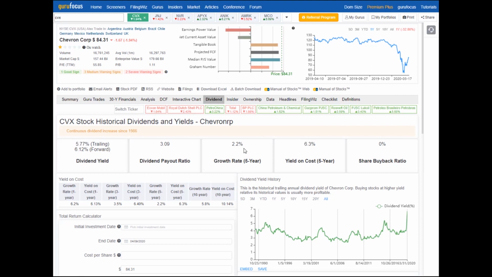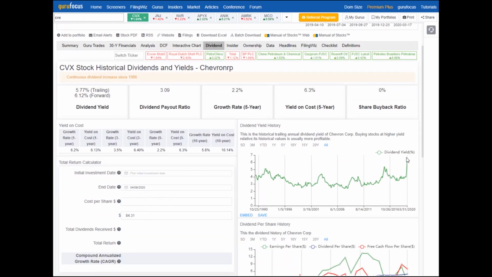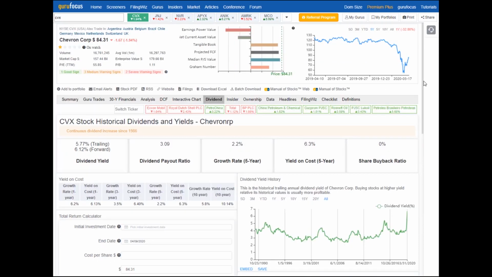5.77%, and the growth rate is not that high, but yield on cost in 5 years will be more than 6%. It sounds great. If you have $1 million in Chevron, it will give you more than $60,000 a year of income. And Chevron's dividend yield is the highest in more than 30 years because the stock price went down dramatically, as you can see here lately.